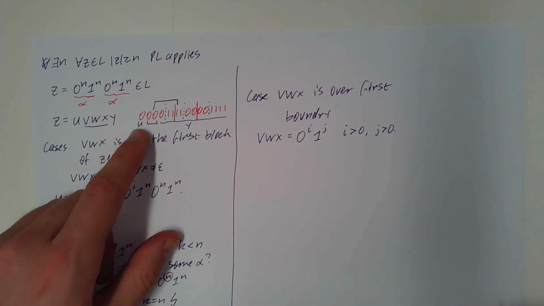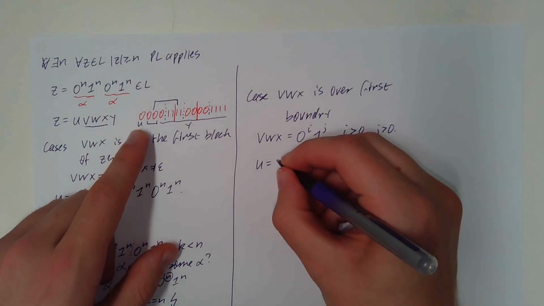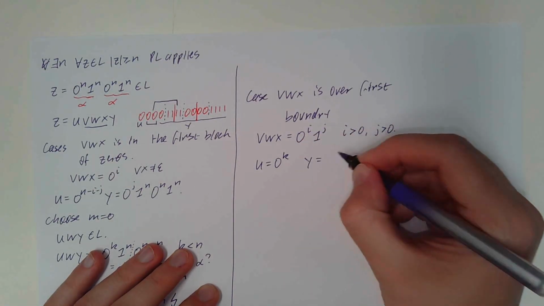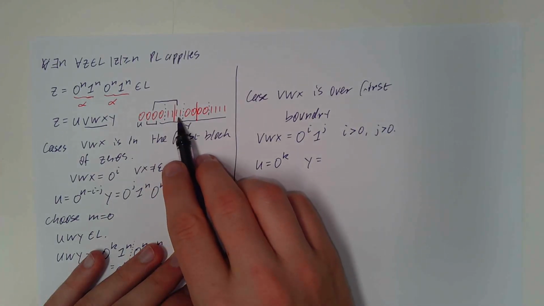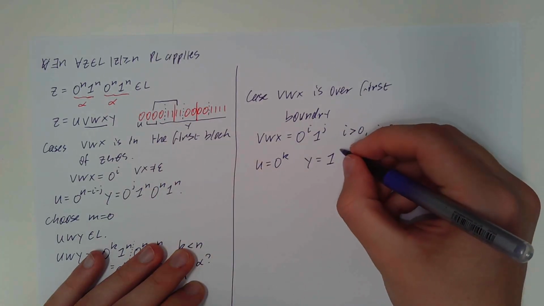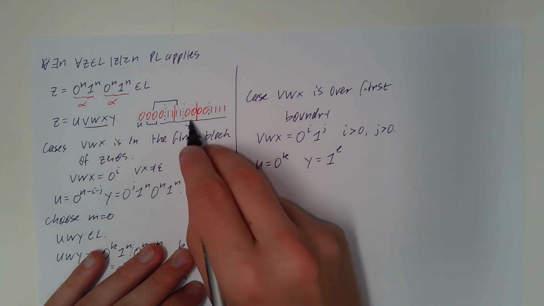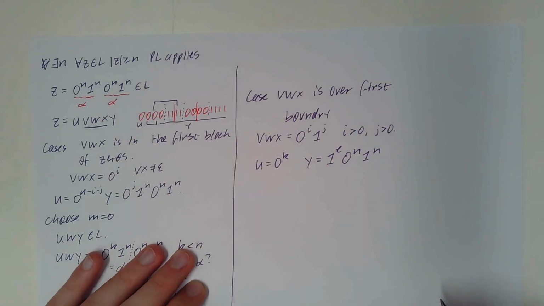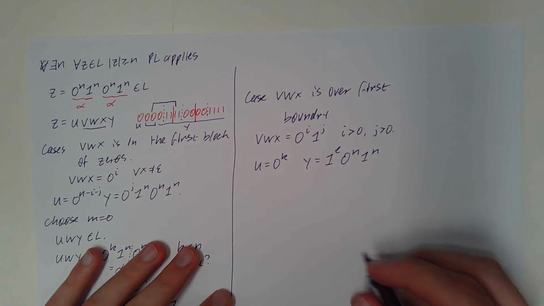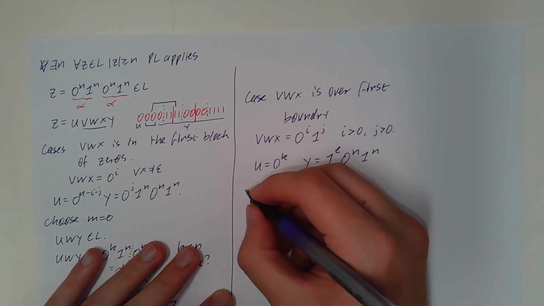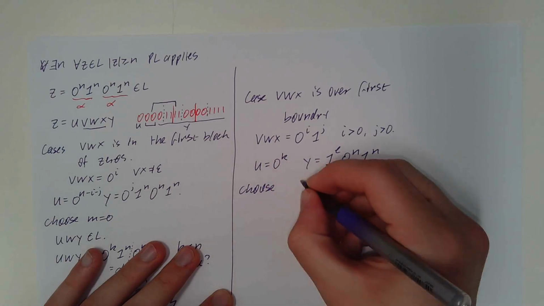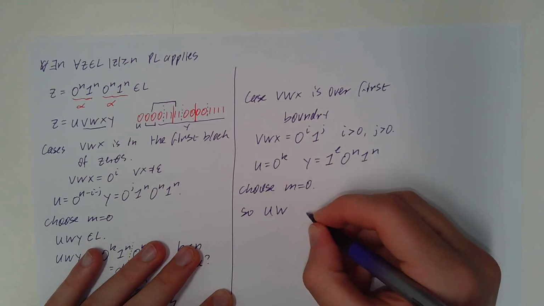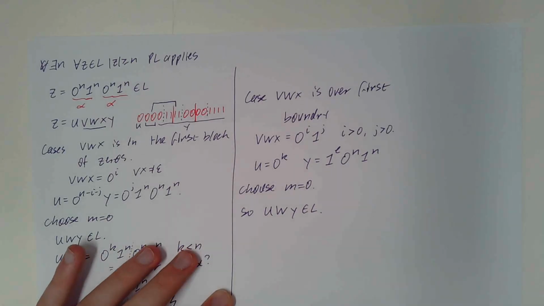So what does this leave us? u has to be some number of zeros left over. I'll pick a different letter, k. And then y has to be the rest of the string, right? So it's going to be some number of ones, 1 to the l, and then all these zeros here, which is n many, and then all these ones here, which is n many. Okay, and then we do the same trick as before. We just delete the v and the x. So choose m equal to 0. That way u, w, y is in the language.